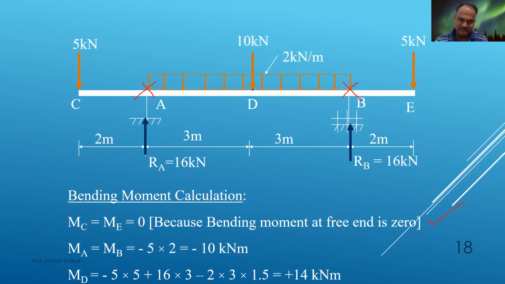Now point D is very important. For point D, I can start from either side, left or right. You'll see 5 kilonewton into a distance of 5, and it is hogging, so it is minus 5 into 5. 16 into 3, it is sagging, so it is positive. Minus 2 into 3 into 1.5. This is very important. Now, how it comes, that we are going to see. This is the loading of 2 kilonewton per meter.